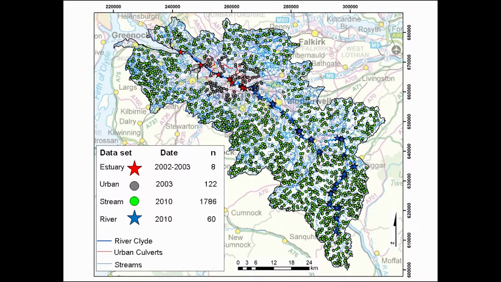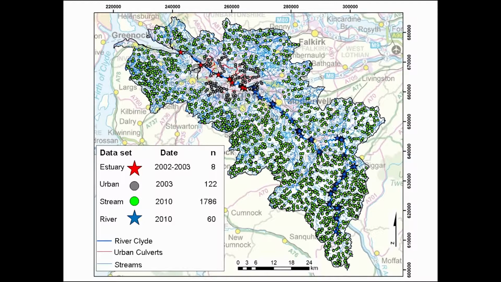Okay, so you'll now be familiar with this as the Clyde Basin. So, as Fiona said, there was numerous phases. The first samples were taken in 2002 to 2003 as part of an inner estuarine study, which Dave Jones is going to talk about later on this afternoon. There were 8 water samples taken as part of that, and they're marked on the map in red stars.